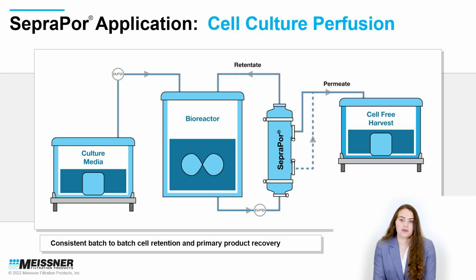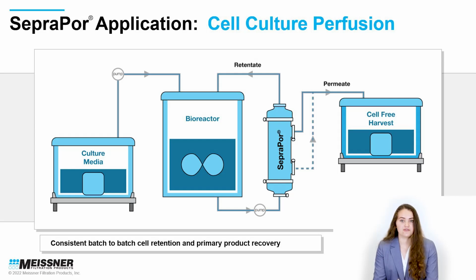Due to the reliability and robustness, Separapore microfiltration hollow fiber membranes are ideal for cell culture perfusion applications. Here you can see an example of a typical tangential flow filtration loop for cell culture perfusion. Cells are suspended in solution and are pumped through the Separapore filter. The filter retains cells in the retentate, flowing back into the bioreactor. The product containing permeate passes through the Separapore hollow fiber membrane and is collected as cell-free harvest.